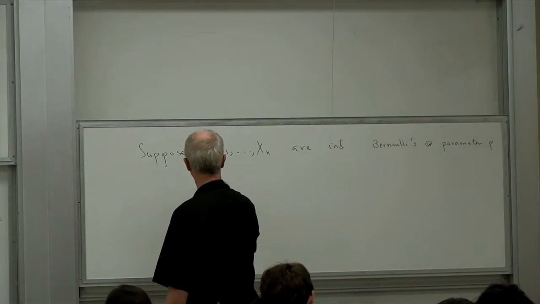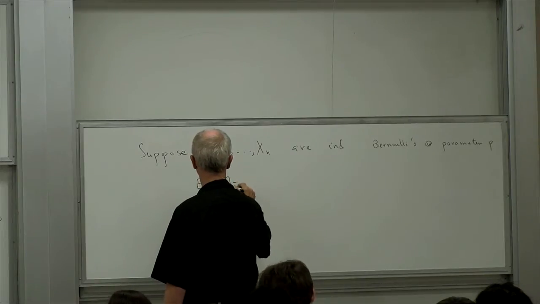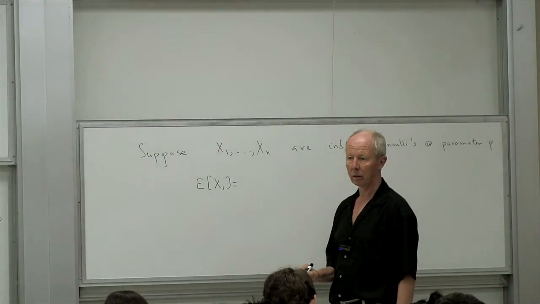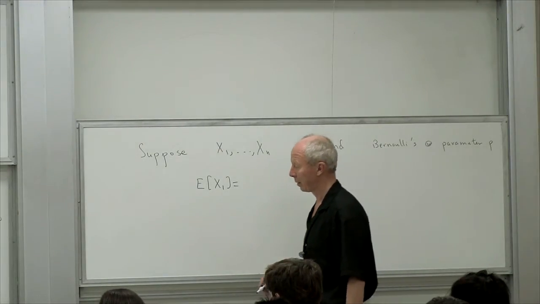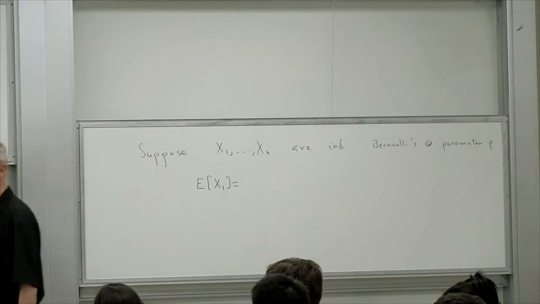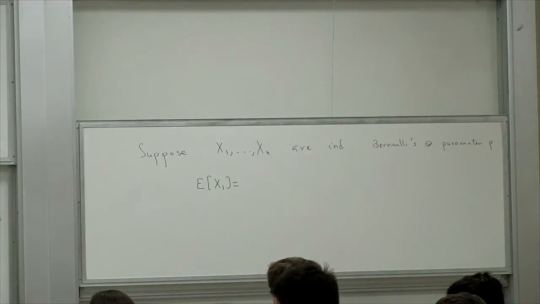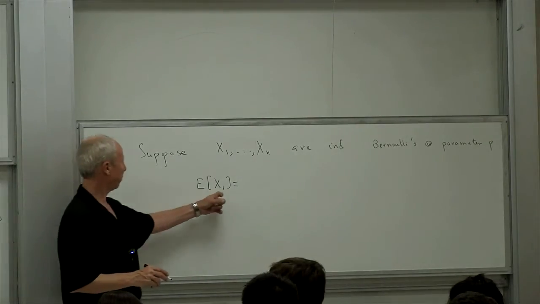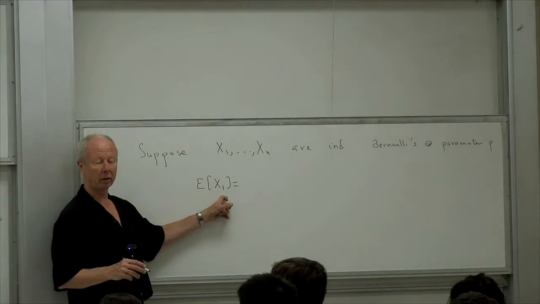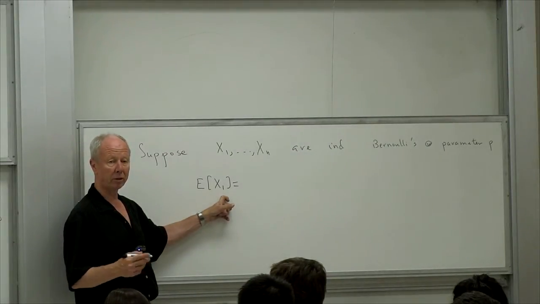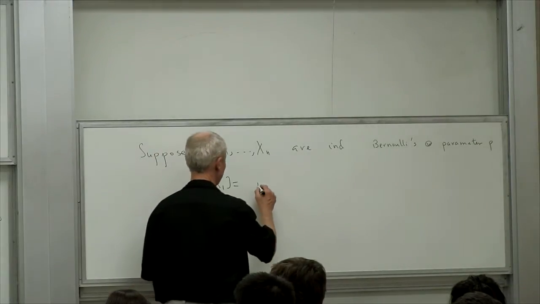What's the expected value of X1 if it's Bernoulli? Of just X1, not e to the t X1, just the expected value of X1. Well, what values can it have? 1 or 0. The value is 1 with probability p. So you get 1 times p plus 0 times 1 minus p, or p.